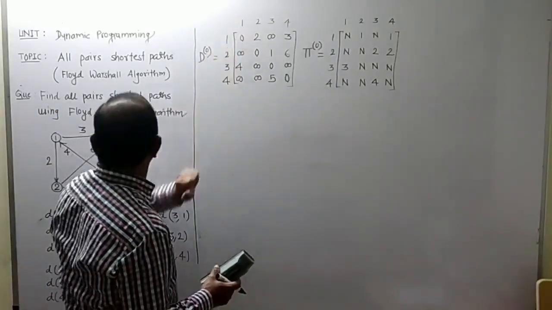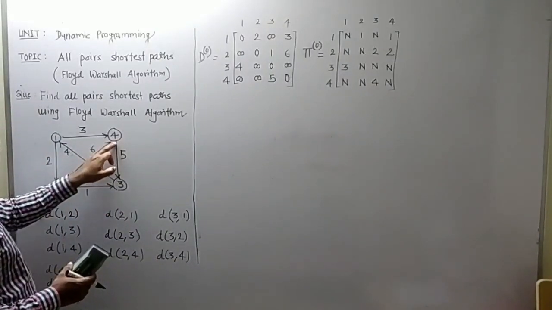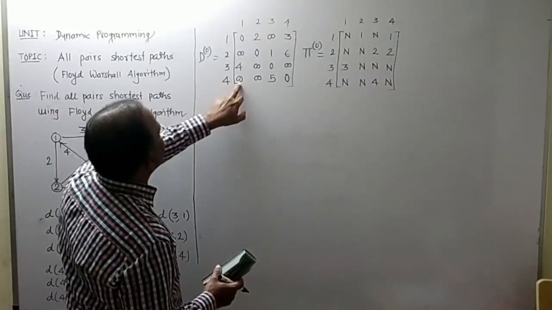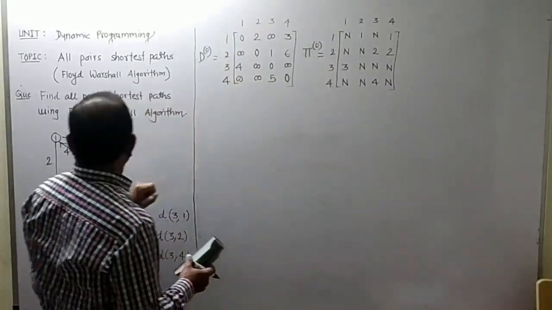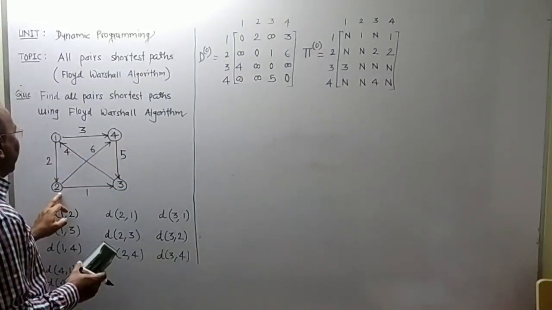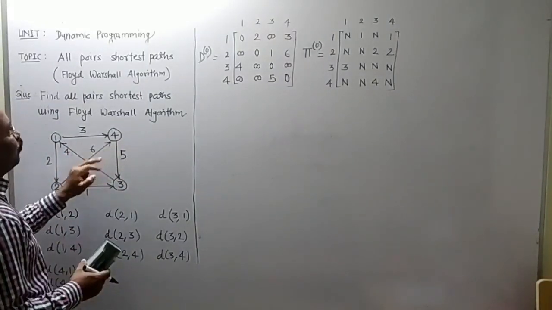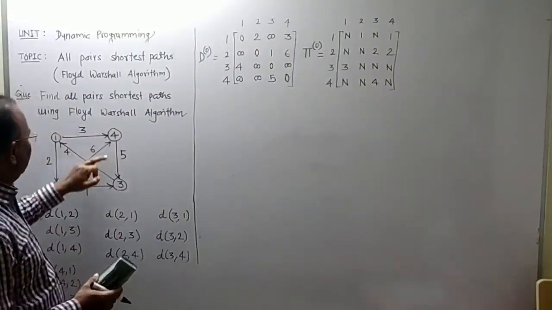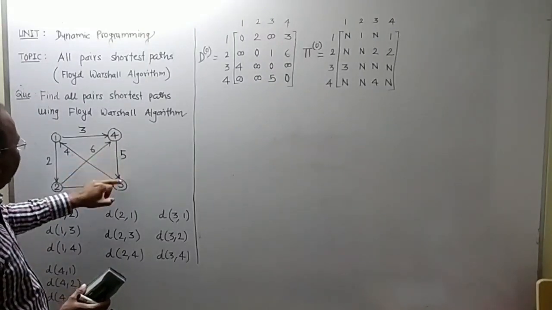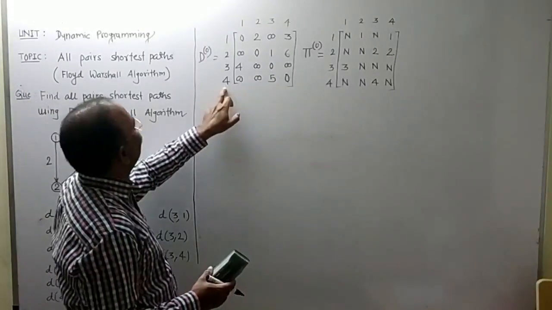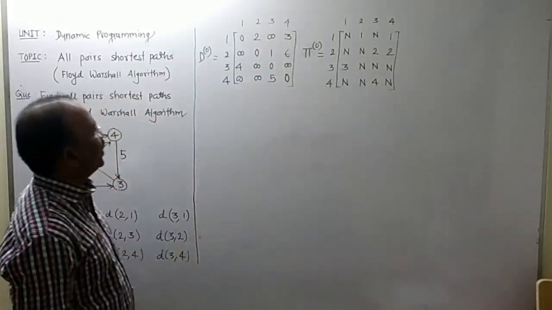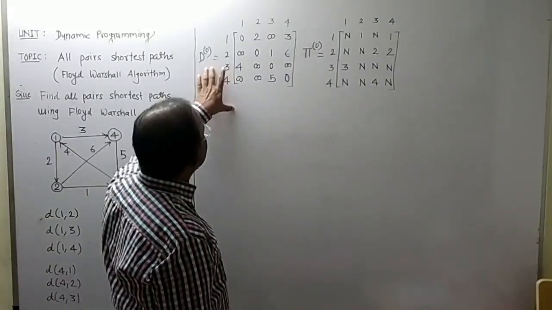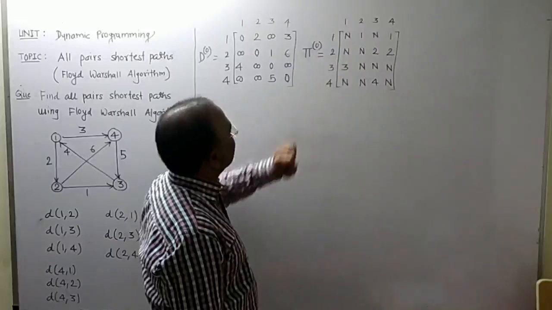Then 4 to 1, there is no direct distance from 4 to 1, so infinity is mentioned. Then 4 to 2, there is no direct connection, no direct distance from 4 to 2, infinity is mentioned. Then 4 to 3, there is a direct connection, that is 5. Then 4 to 4, naturally the shortest distance is 0. Now from the D0 we have to find out the pi 0.